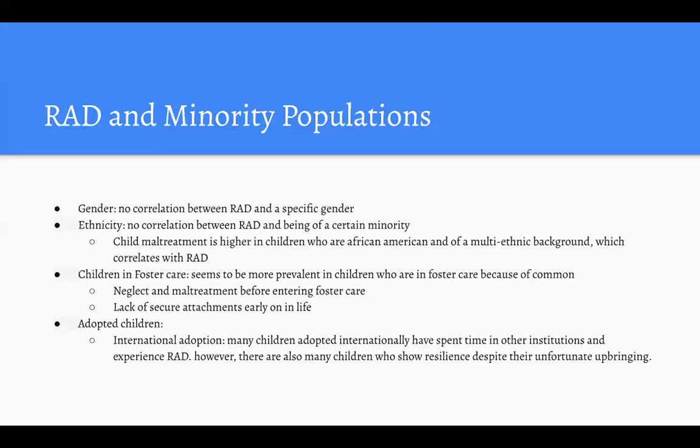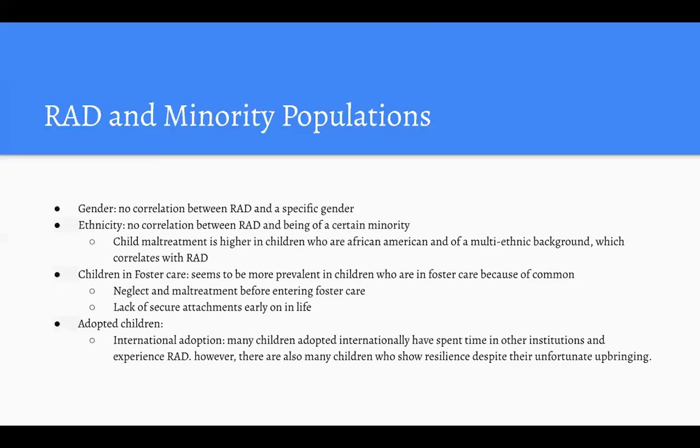There was some research done that child maltreatment is a really big portion of reactive attachment disorder, which is found to be of a higher percentage of children who are African American or of a multi-ethnic background. But again, that has no correlation to the specific ethnicity. It's simply that has to do with the treatment of the child. So next, for the two categories, we have children that are in foster care and adopted children. And most of the research that I found had specifically to do with these two groupings.